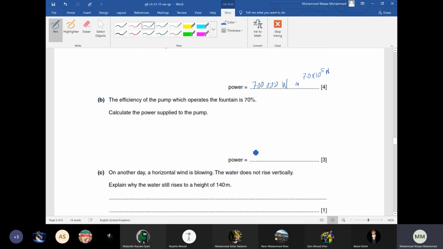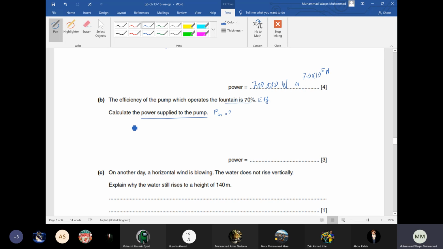Okay, next beta, the efficiency of the pump which operates the fountain is 70%. Here we are given the efficiency, right? Calculate the power supplied to the pump. Power supplied to the pump, what are they talking about? Input power. So power input is what we have to find. We are given the efficiency, right?